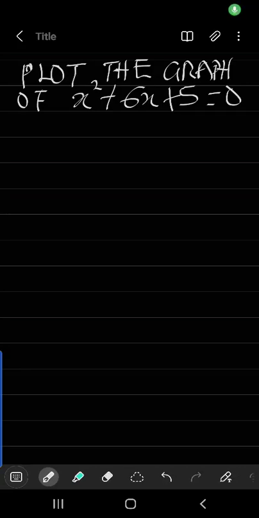Now we want to plot the graph of x squared plus 6x plus 5 equals 0. Somebody is saying, is there a range given? No. There's no range of values of x. So what are we going to do?